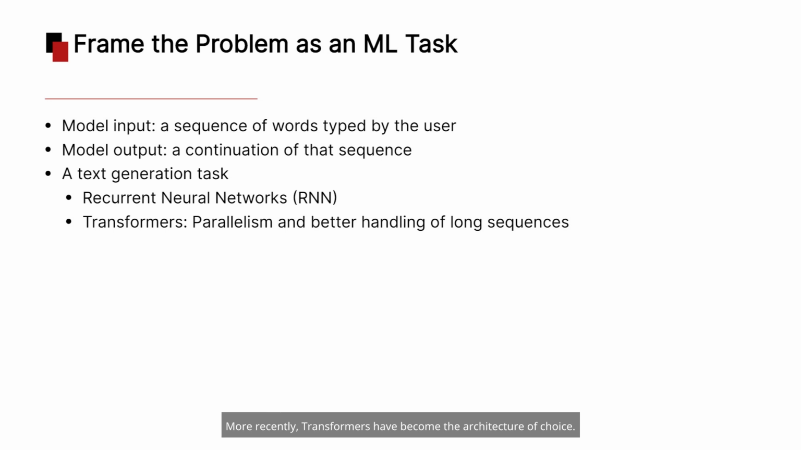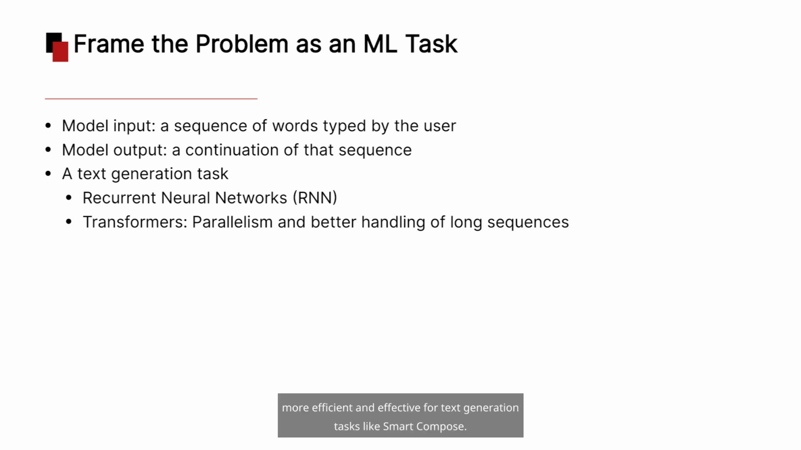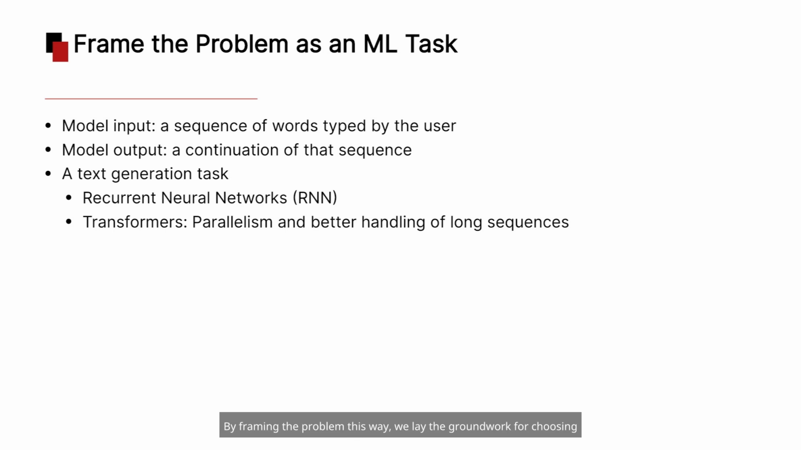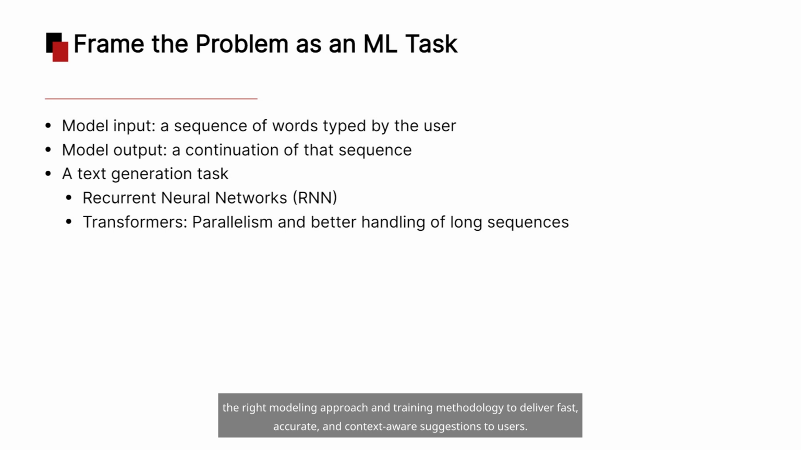More recently, transformers have become the architecture of choice. They leverage parallelism during training and better capture long-term dependencies via the self-attention mechanism, making them more efficient and effective for text generation tasks like Smart Compose. By framing the problem this way, we lay the groundwork for choosing the right modeling approach and training methodology to deliver fast, accurate, and context-aware suggestions to users.